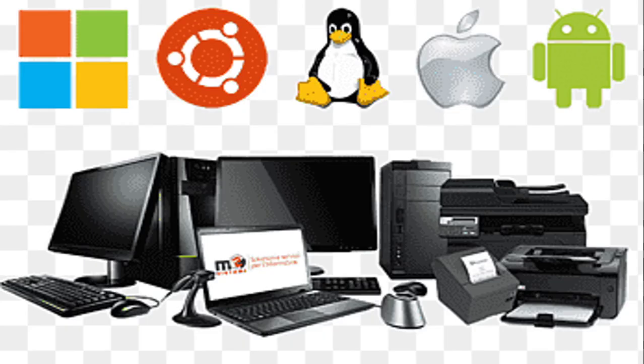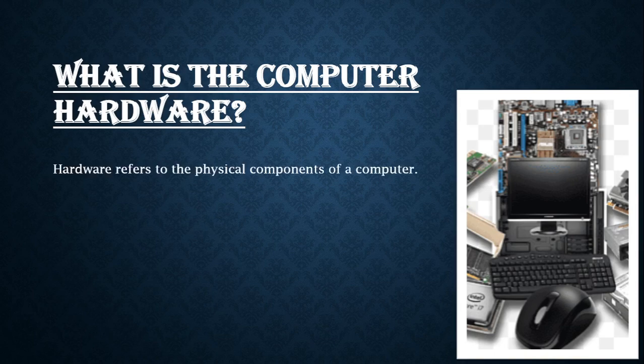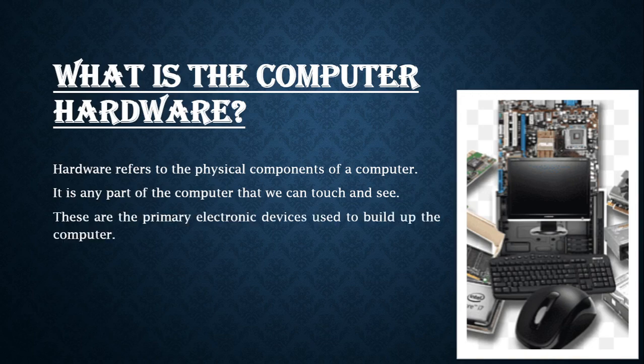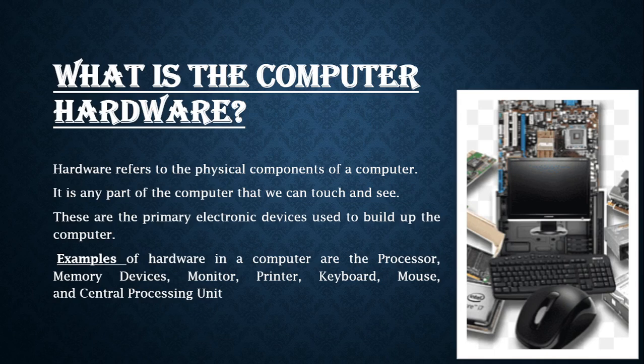So first thing, what is hardware? Hardware refers to the physical components of a computer. It is any part of the computer that we can touch and see. These are the primary electronic devices used to build up the computer. Examples of hardware in a computer are the processor, memory devices, monitor, printer, keyboard, mouse, and central processing unit.